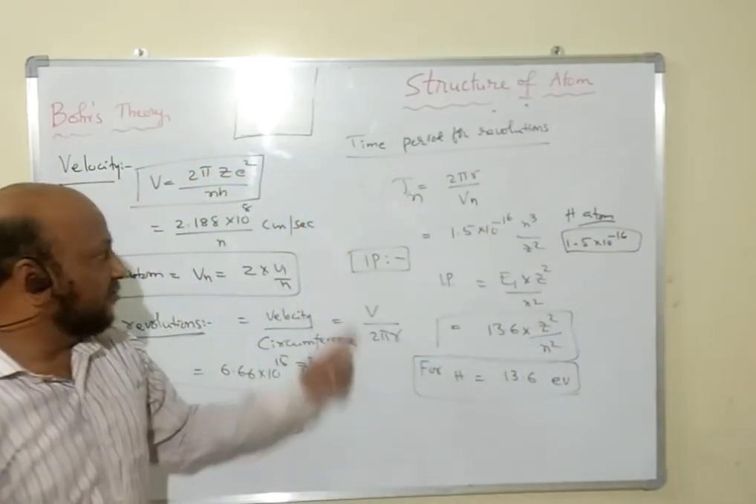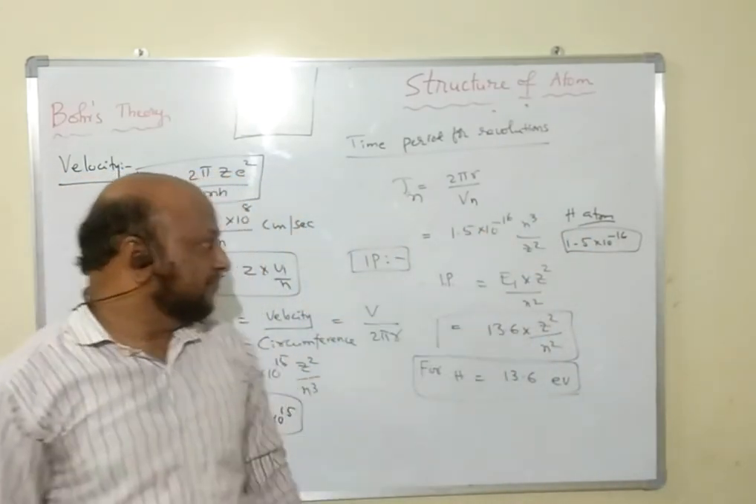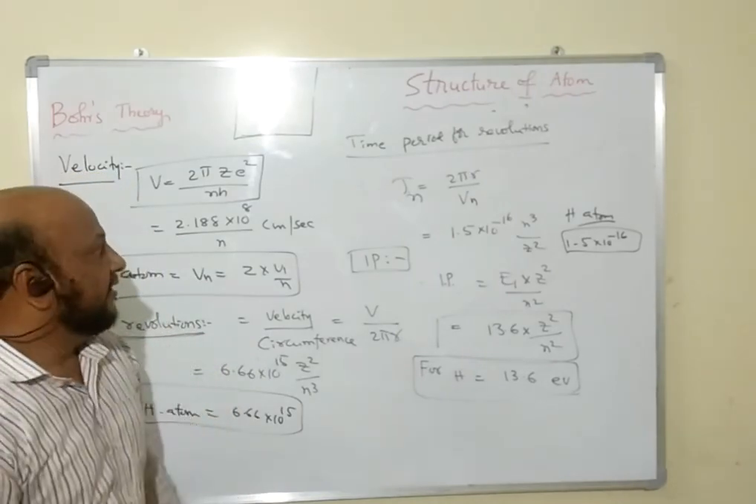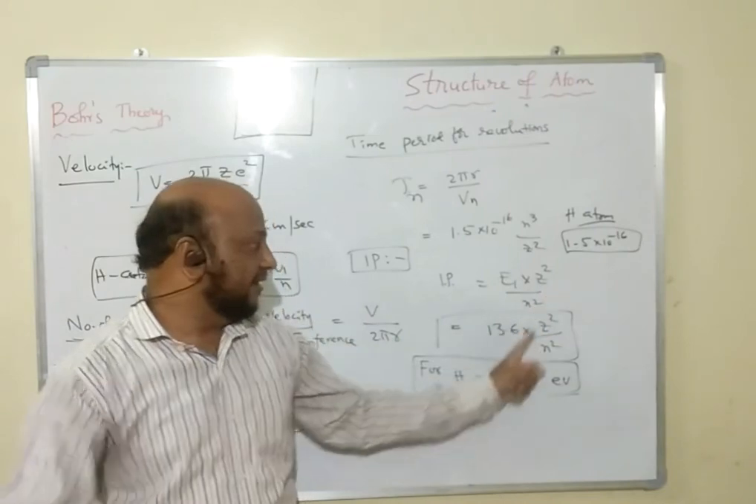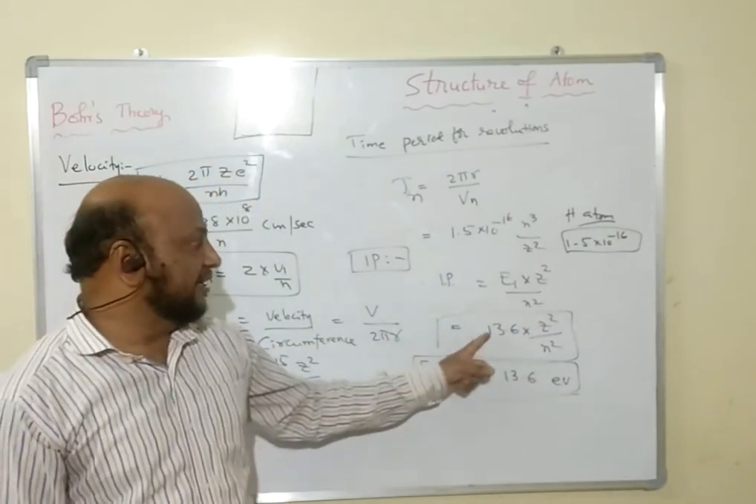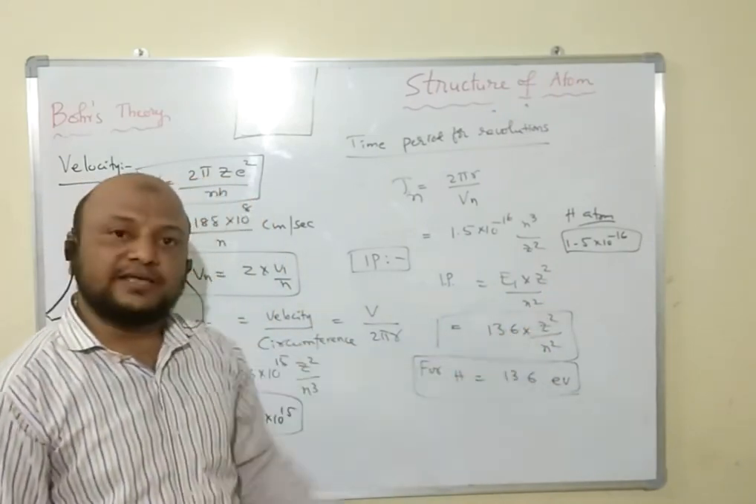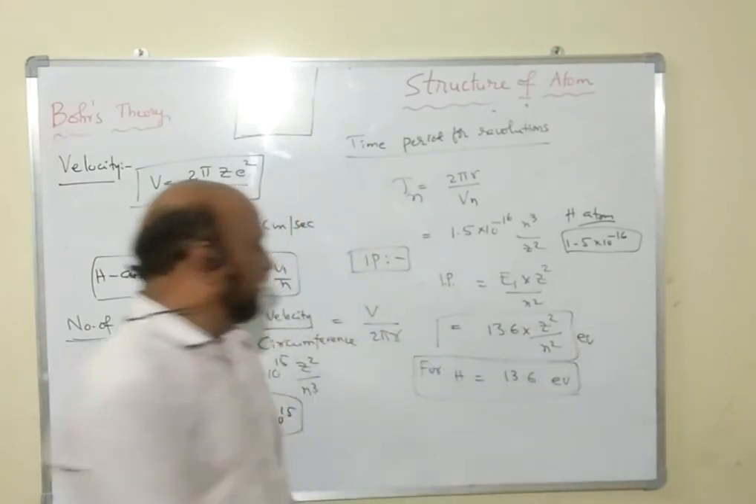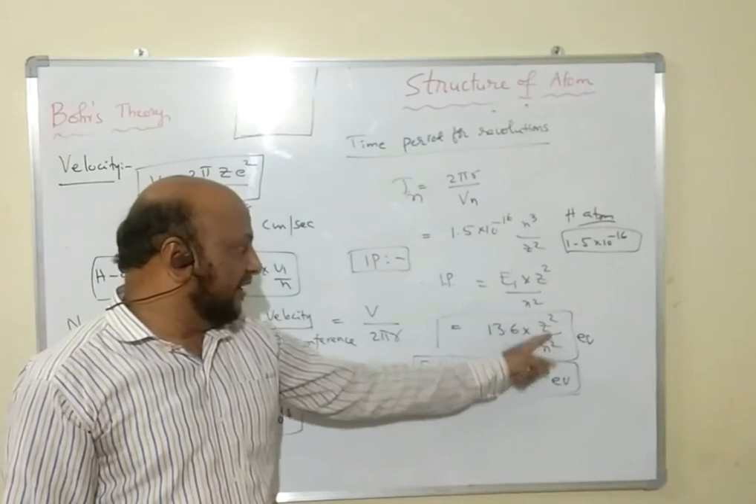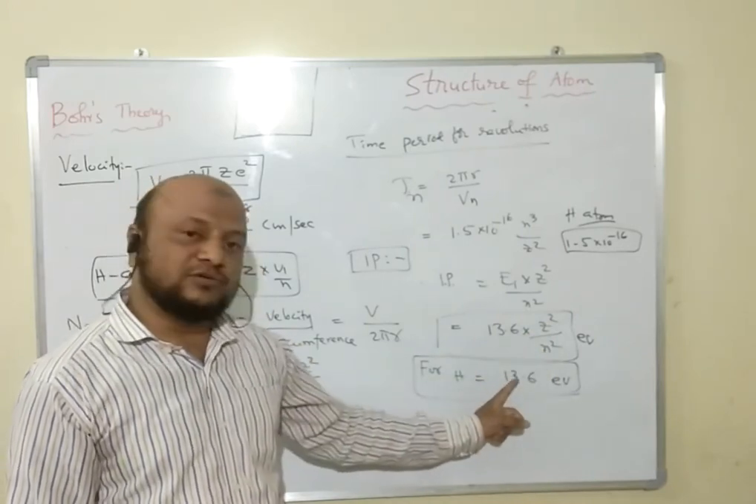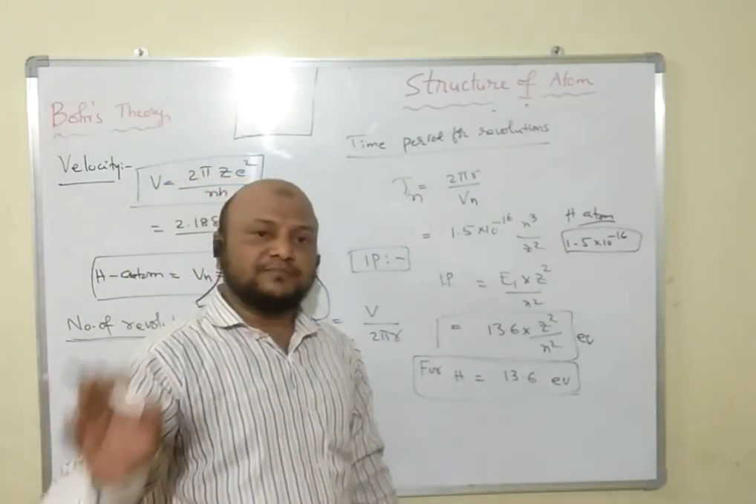And also calculate the IP value. IP value is also calculated by Bohr, that is IP is equal to E1 into Z square by n square, that is equal to 13.6 Z square by n square electron volts. So for hydrogen, Z and n are 1. So for hydrogen, IP is equal to 13.6 electron volts.